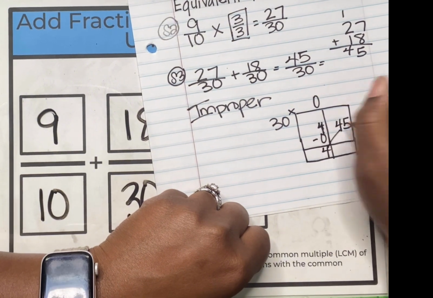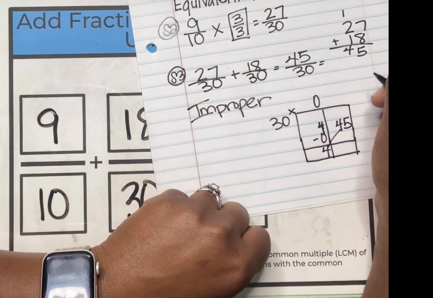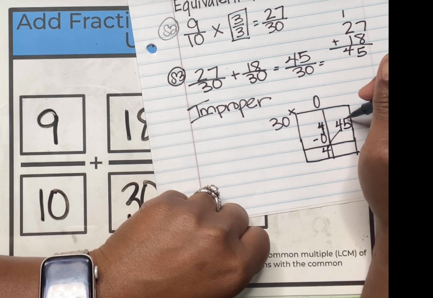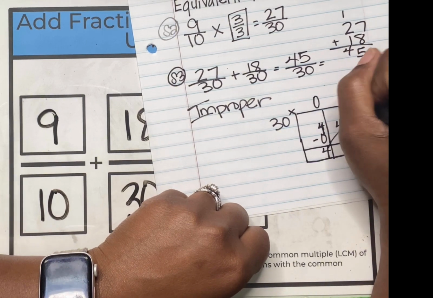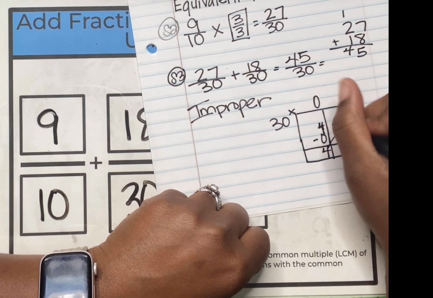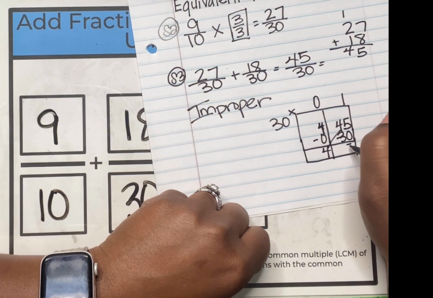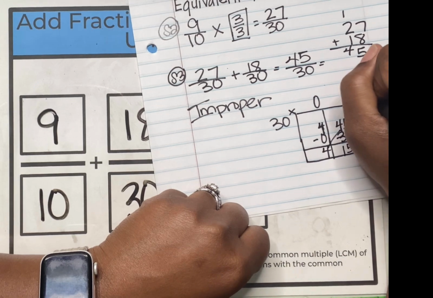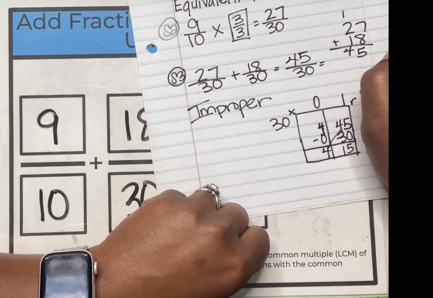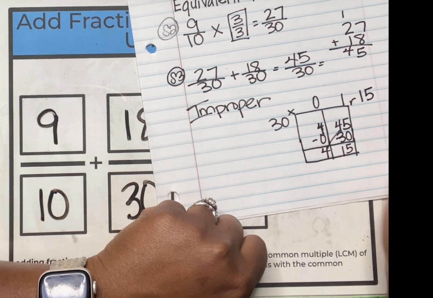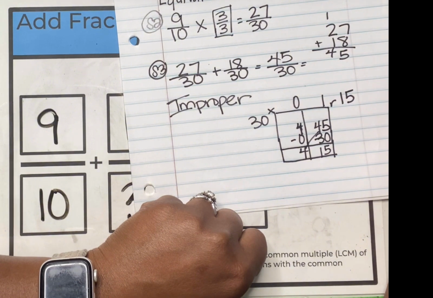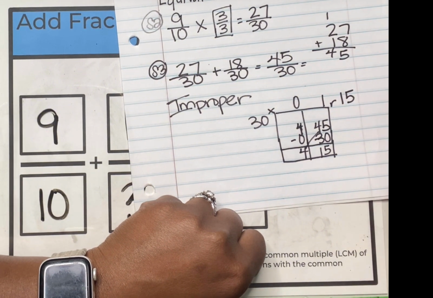Then we bring up. 30 goes into 45. Can 30 people share 45 spoons? Yes, it's large enough. So we put 1 time. 1 times 30 is 30. 5 minus 0 is 5. 4 minus 3, 1. Very simple. Now, 45/30 equals, we're going to make a mixed number.